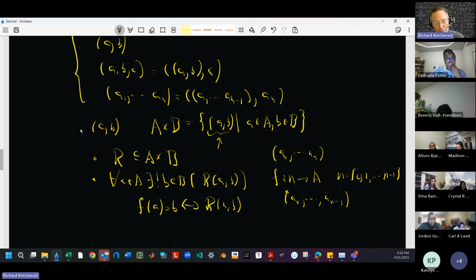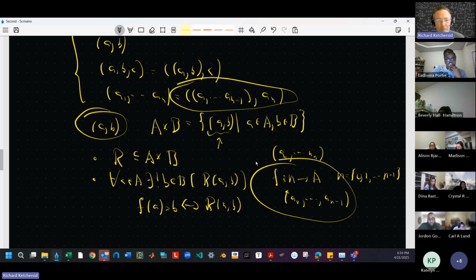So there's really a couple of options. Once you have ordered pairs, you can just recursively define n-tuples, right? Or you can define the notion of function and then just look at n-tuples as being functions from n to some set, right? So you've got those two options there.